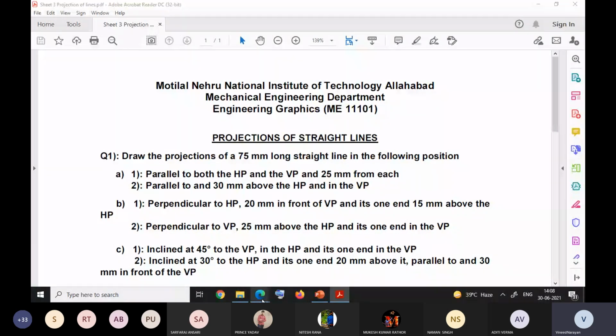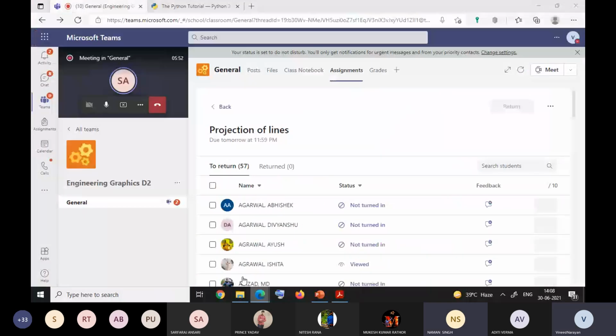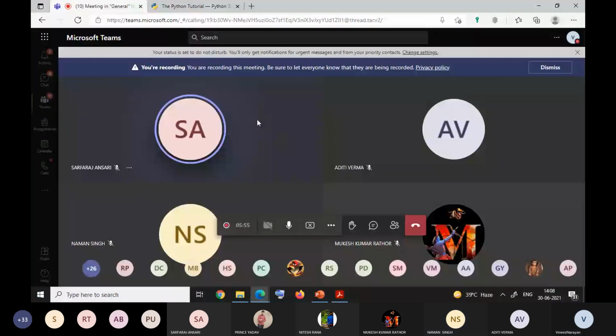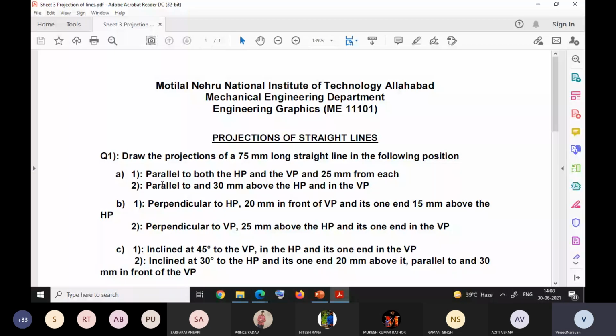My screen is visible, right? Yes, sir. Okay. So the first question is draw the projections of a 75 mm long straight line in the following position. So the initial questions are simple. So we will see.